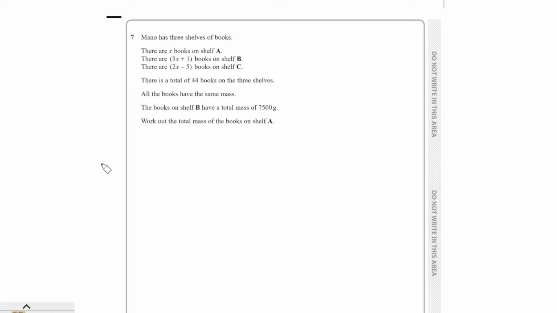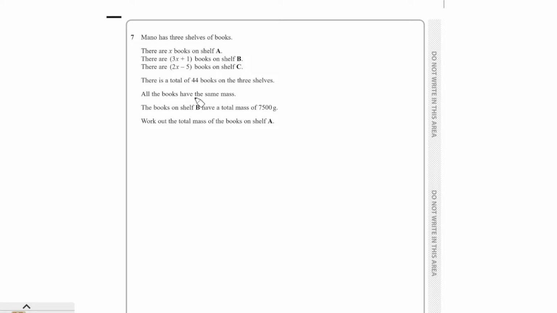Okay, question 7. Mano has 3 shelves of books. There are x books on shelf A, there are 3x plus 1 books on shelf B, and there are 2x minus 5 books on shelf C. There is a total of 44 books on the 3 shelves, so that's already telling me there's an equation there. All of the books have the same mass. The books on shelf B have a total mass of 7,500 grams. Work out the total mass of the books on shelf A.